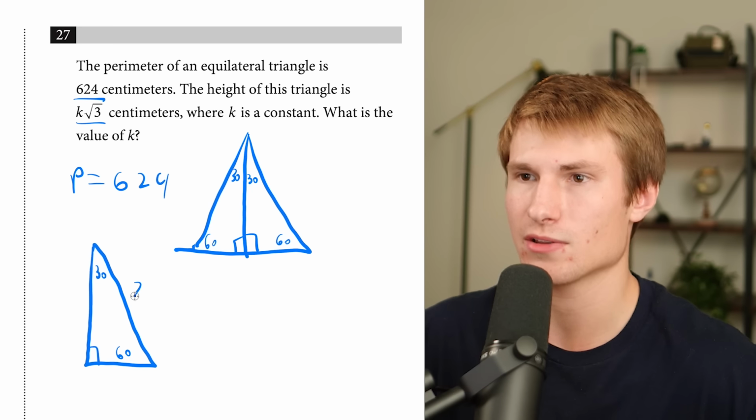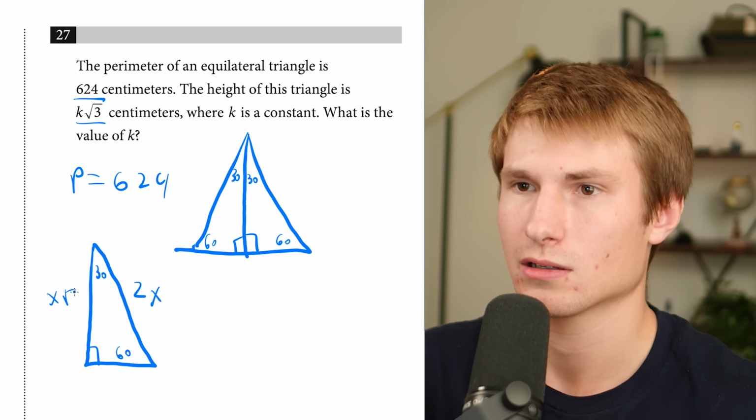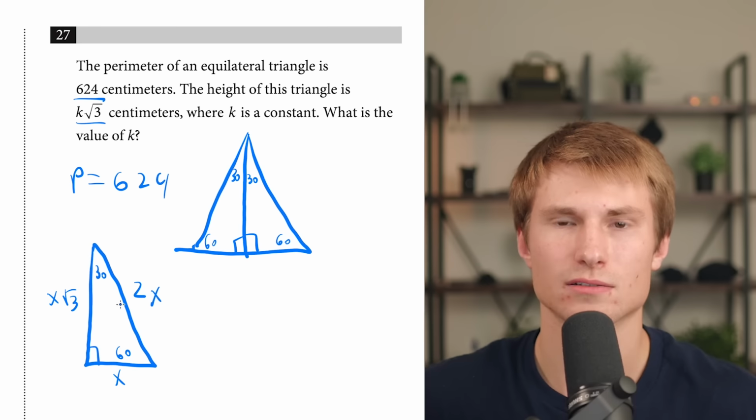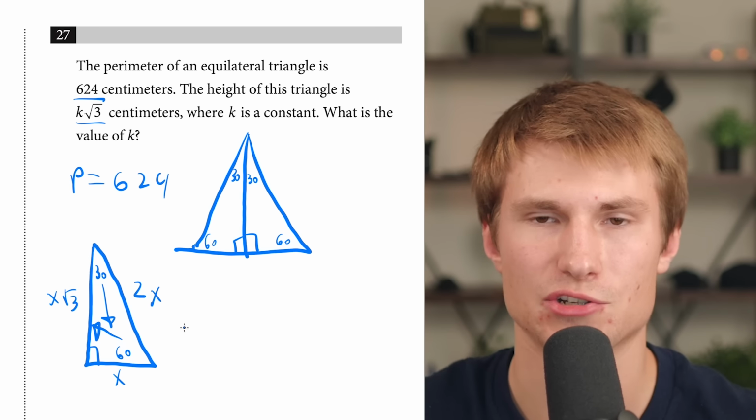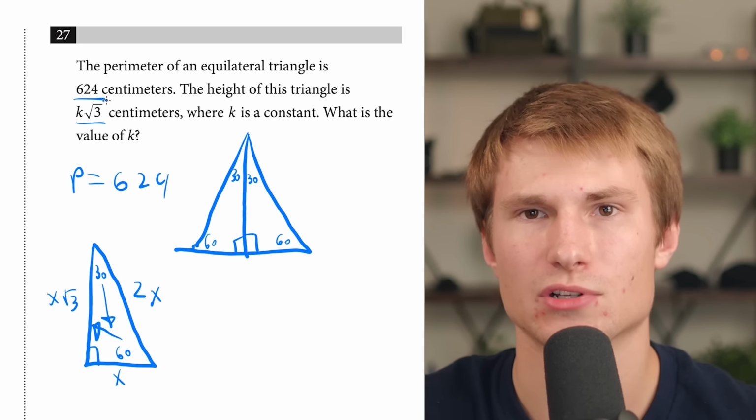The key properties are that it has values of x, where it's across from that 30, x times root 3, where it's across from the 60, and then 2x is the hypotenuse. All right, that being said, let's go and talk about this problem in particular.